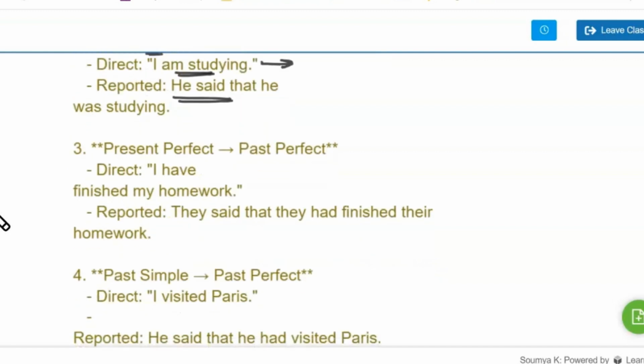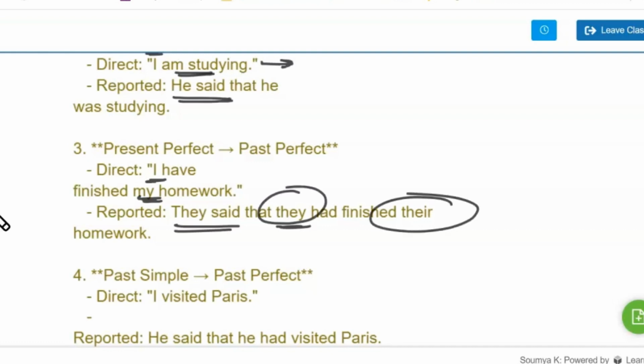Present perfect. When it is present perfect, it is getting converted to past perfect. That rule you have to keep in mind. So you have to check the statement like I have finished my homework, which is present perfect, and when the statement gets reported, it is said that they said that they had finished their homework. Before it was my and I. So when third person is saying and being reported, it is like they said that they, I becomes they, and had finished, my becomes their. Okay, their homework.